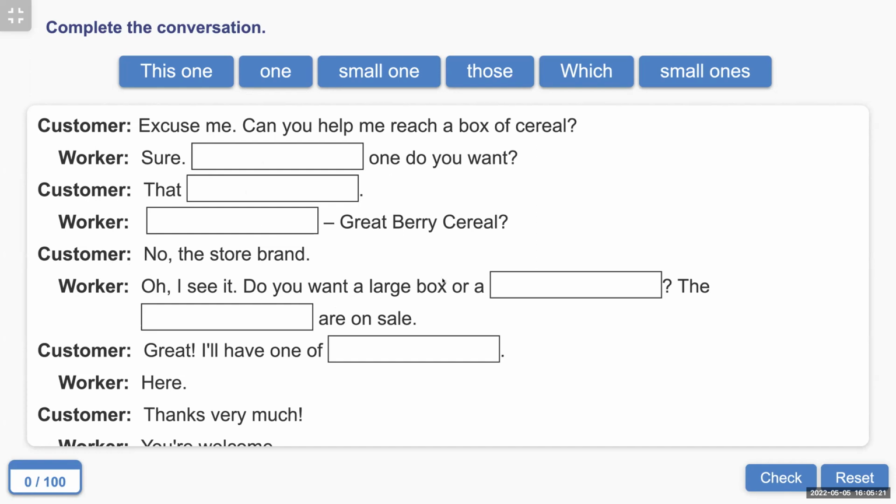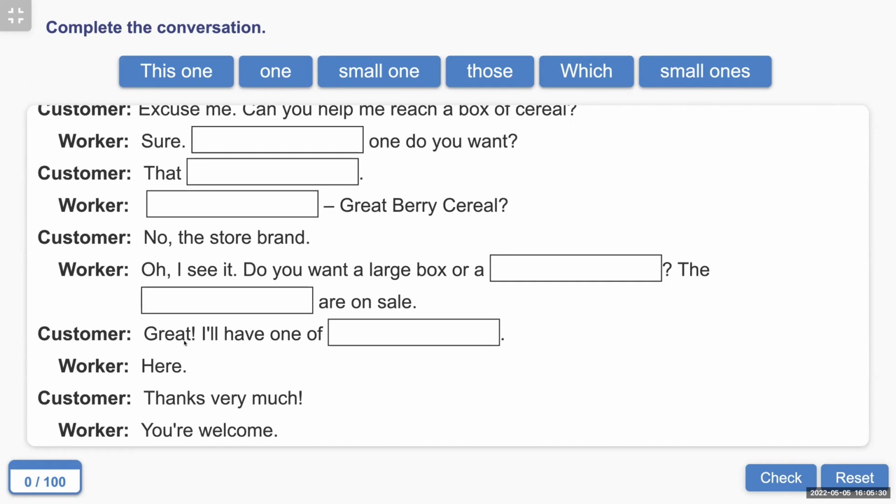Worker: Do you want a large box or a blank? The blank are on sale. Customer: Great, I'll have one of blank. Worker: Here. Customer: Thanks very much.